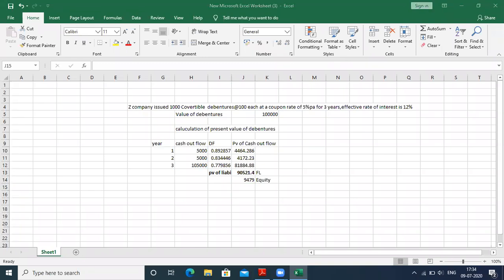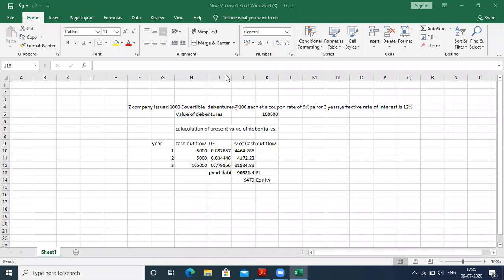Once again, I'm repeating. When the company is dealing with convertible debentures, debenture amount should be redeemed after a specific period of time. But if it is a convertible debenture, the company will have an option to repay the debenture amount by issuing equity shares. It means they can pay a certain amount in cash and they can issue their equity shares also. So those kinds of debentures are known as convertible debentures.